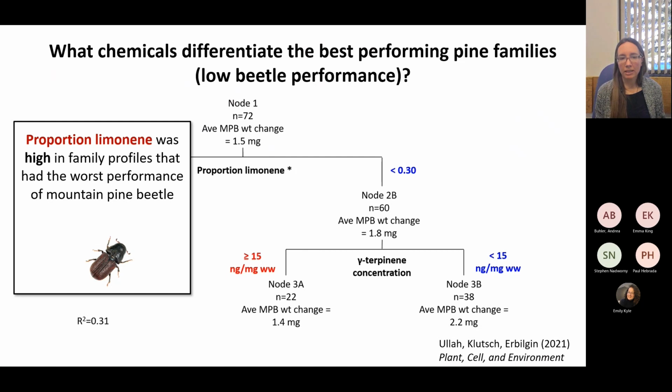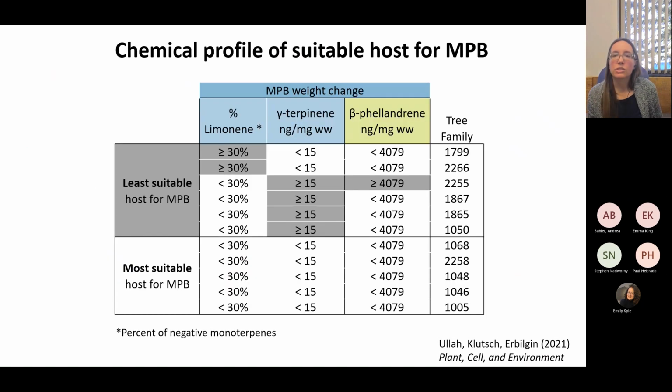it's high, those families tended to show poor performance by mountain pine beetle in the lab. So limonene, not just the concentration, but the proportion of limonene of the total monoterpenes was an important predictor in whether mountain pine beetle would be successful in that lab-based bioassay. And so with that information, we can start ranking our families based on the amount of limonene or the proportion of limonene that it has. The concentration of a very minor chemical called gamma-terpinene also came out in that regression tree as predicting success of mountain pine beetle, and beta-phellandrene.